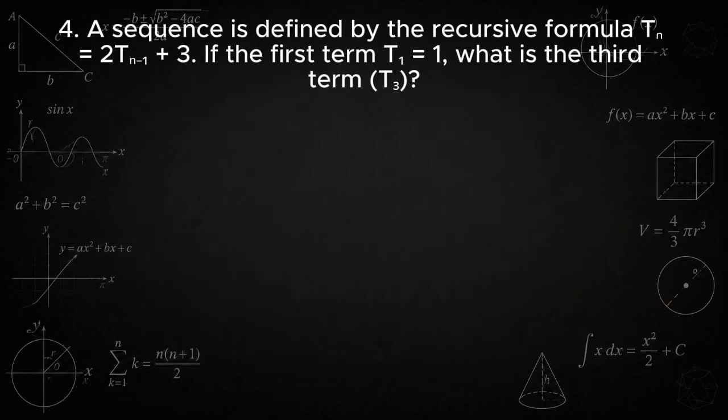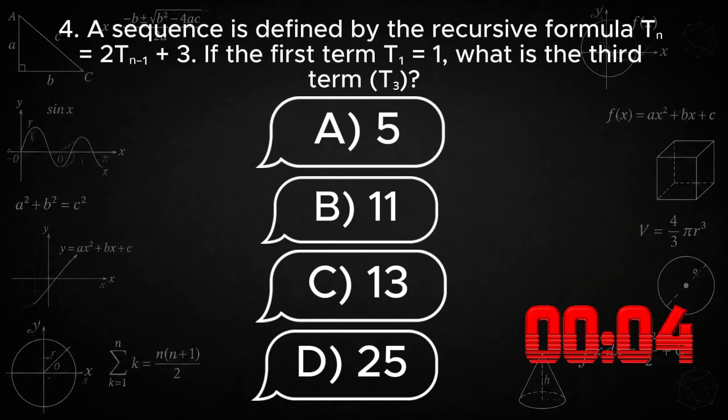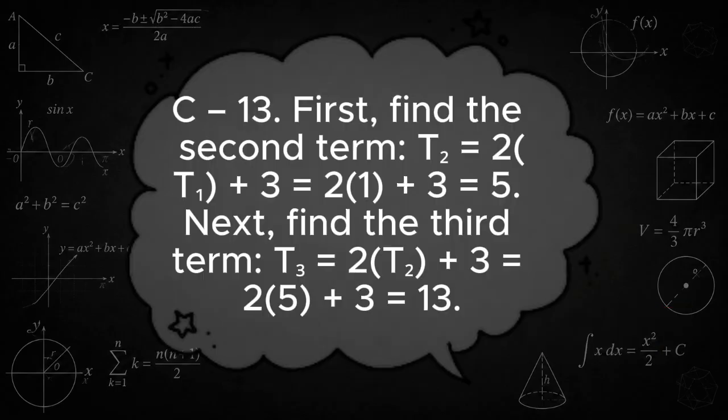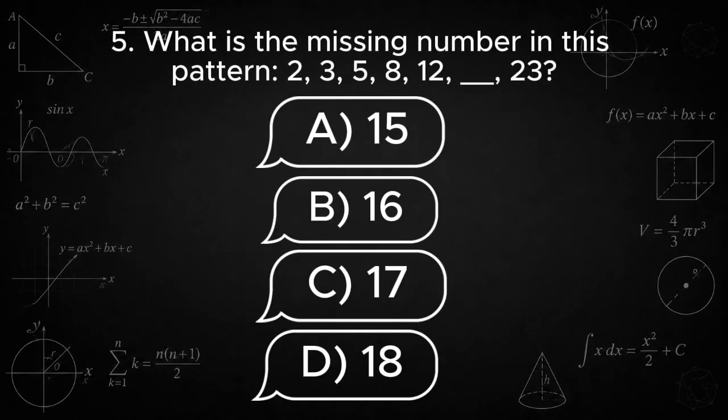4. A sequence is defined by the recursive formula t_n = 2t_(n-1) + 3. If the first term t_1 equals 1, what is the third term, t_3? 5. What is the missing number in this pattern? 2, 3, 5, 8, 12, __, 23.